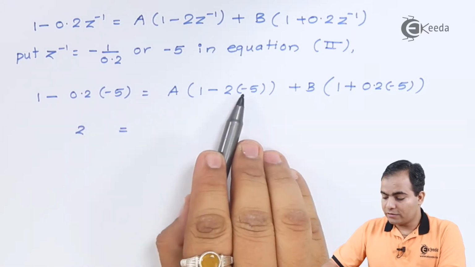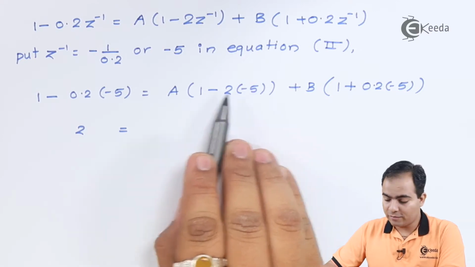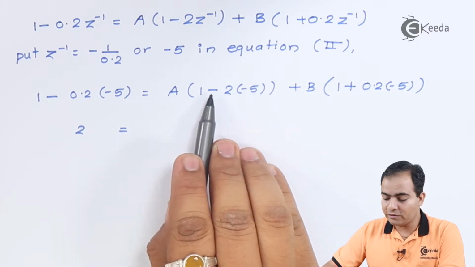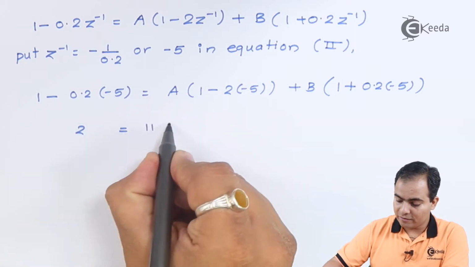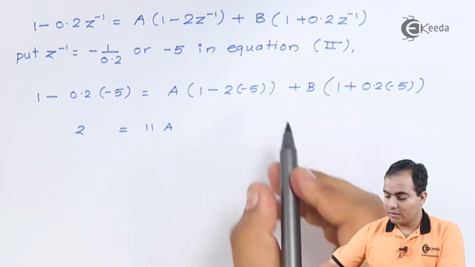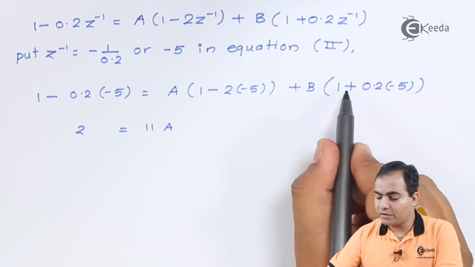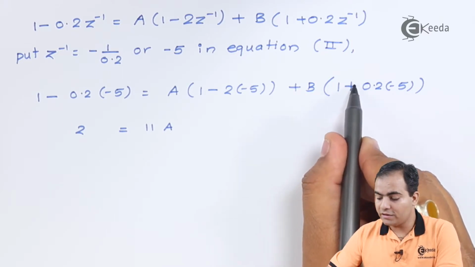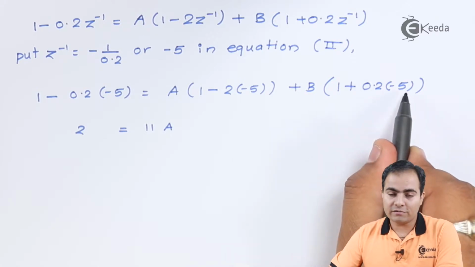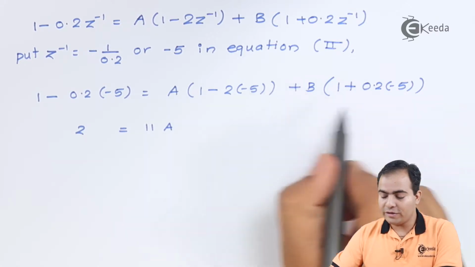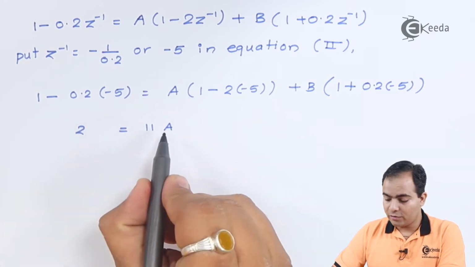Now here also look at here, 5 twos are 10, but we have minus 10 result, but already we have a minus sign outside, so minus minus becomes plus, so 10 plus 1, answer is 11a. Now look at it, minus 5 into 0.2. If I shift this minus sign outside, then this plus sign will be replaced by a minus sign, and 0.2 into 5, answer is 1, and 1 minus 1 is 0, so the b value will vanish. So we only have 2 equal to 11a.